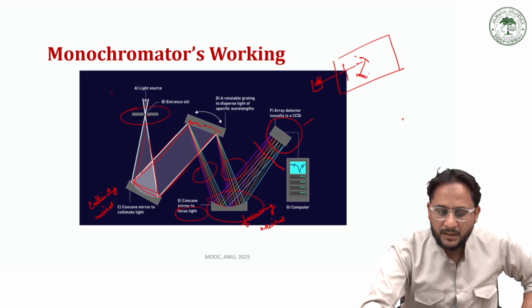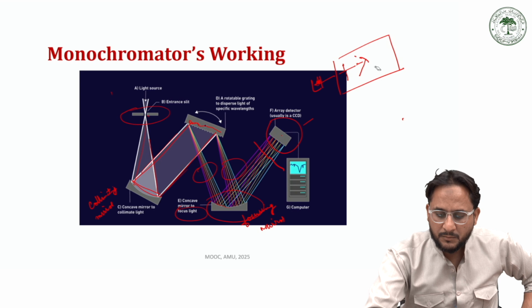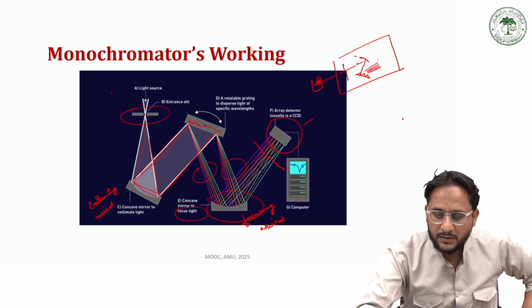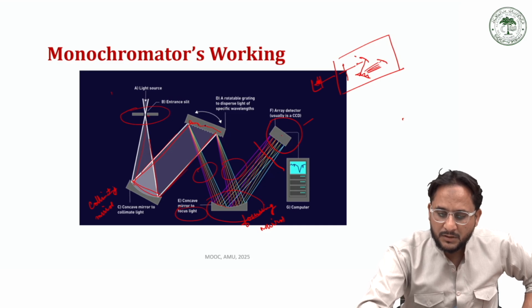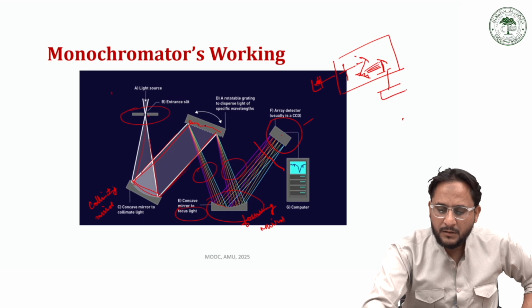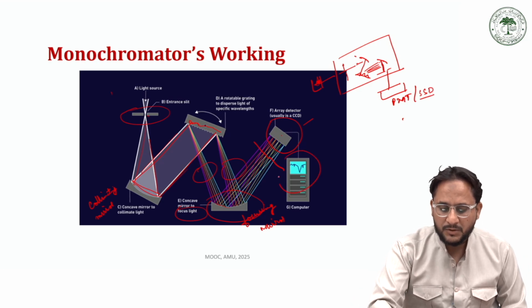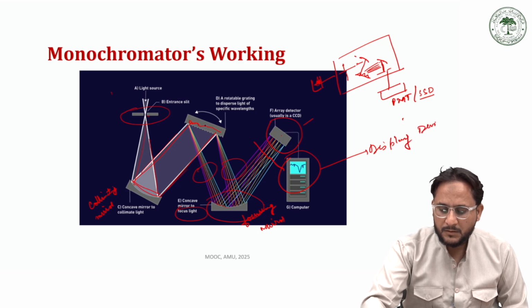Then we have a grating, and these light radiations are converted into individual colors. Then we have a focusing mirror that transfers those light radiations through the exit slit, and finally we have a photomultiplier tube as a detector, or a charge coupled device based solid state array detector. Finally, the spectrum is obtained on a display device, which is a computer.